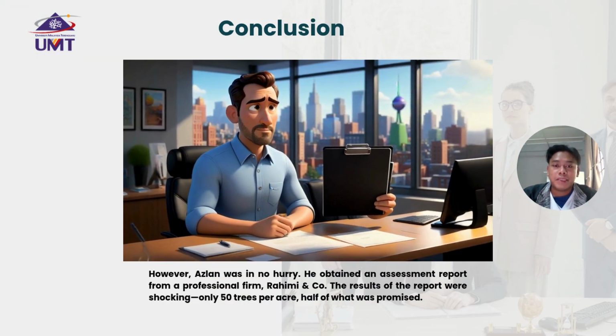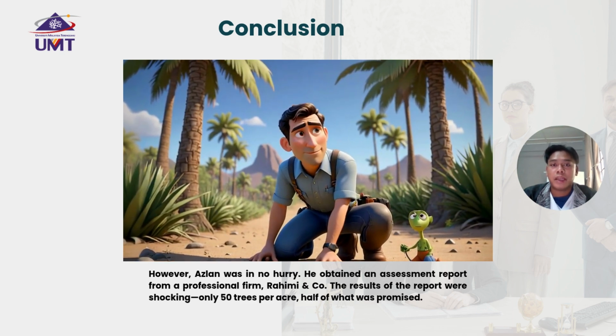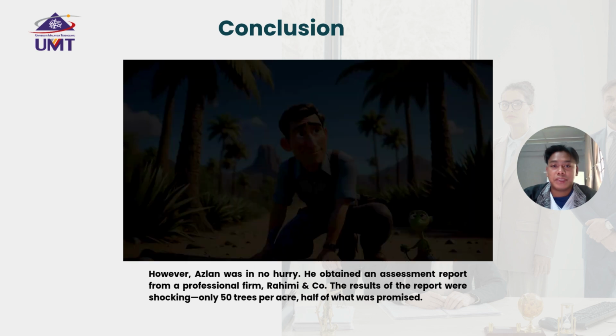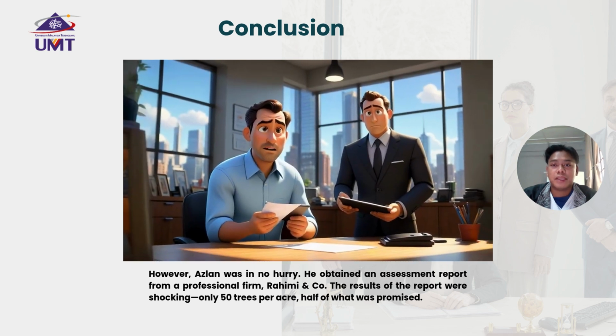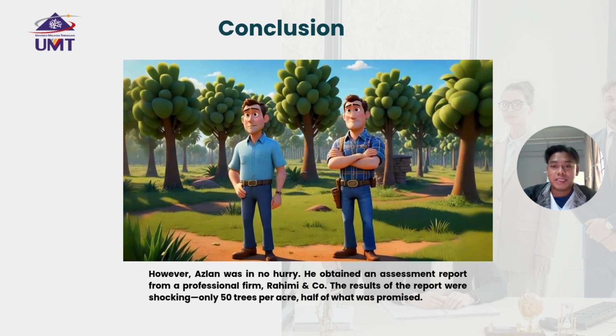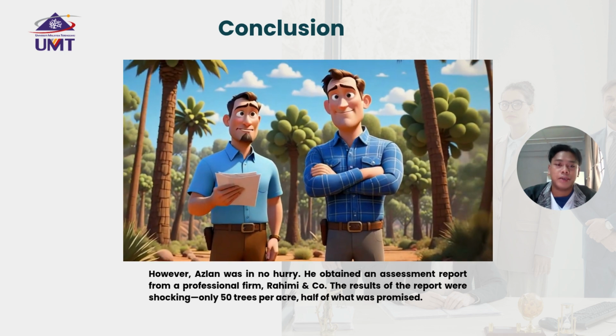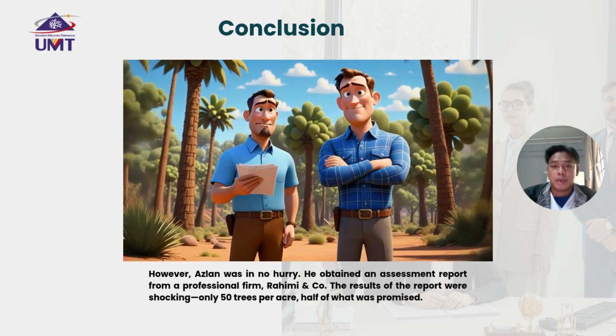Before making the purchase, Mr. Azlan took a wise step by obtaining a valuation report from a trusted firm, Rahimi and Co. After an investigation, the firm's report revealed something that shocked Mr. Azlan. According to the report, there were only 50 oil palm trees per acre, which is half the number claimed by the landowner. Feeling deceived and disappointed, Mr. Azlan is now considering cancelling the land agreement.